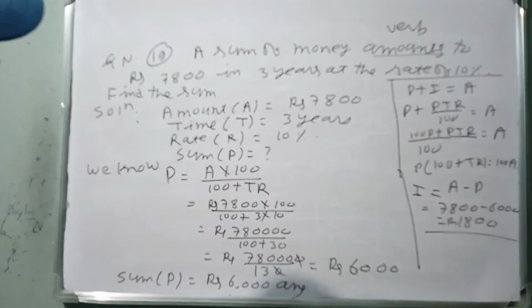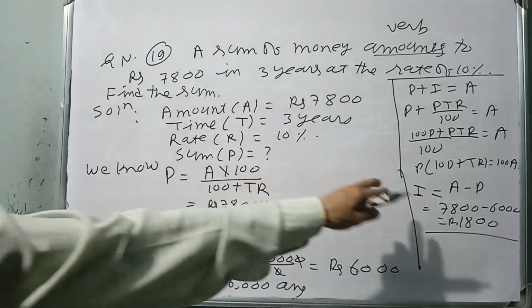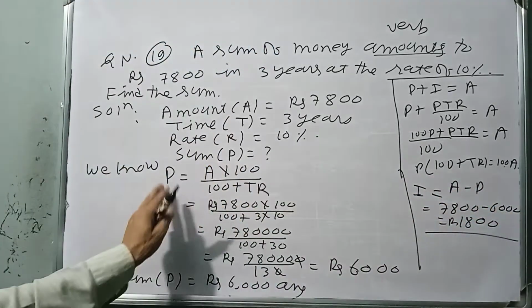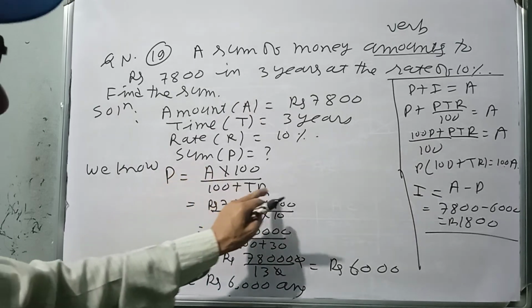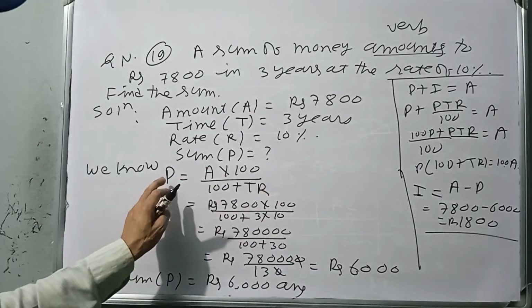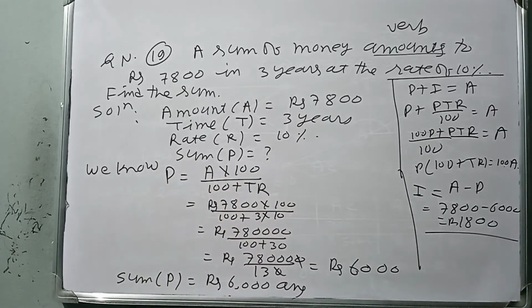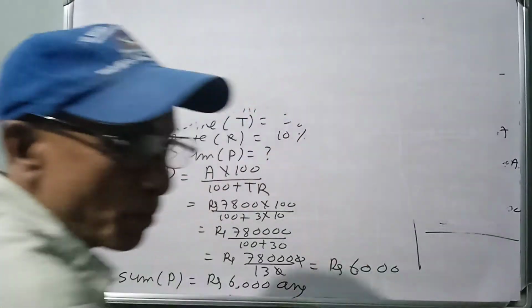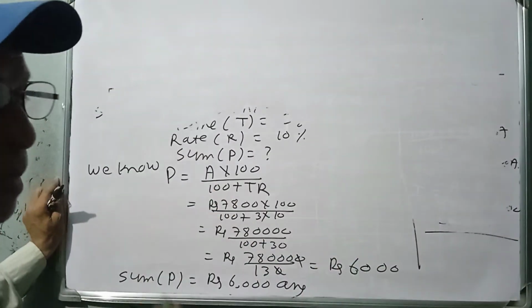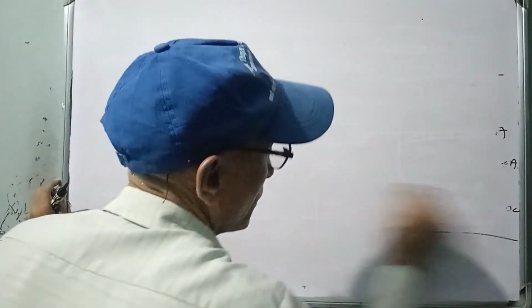This formula is used when principal is to find and interest is not given. नदिएको खण्डमा P निकाल्नको लागि amount, time र rate दिएमा फर्मुला हुन्छ P equal A into 100/100 plus TR formula. After finding P, you can find I equal A minus P. Possibly the last sum today.